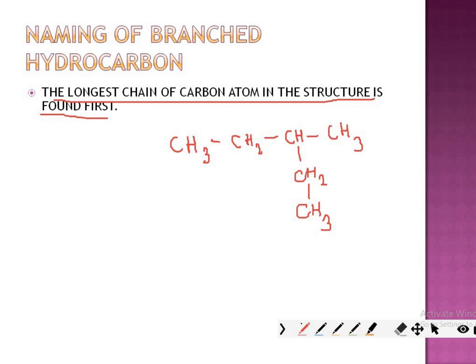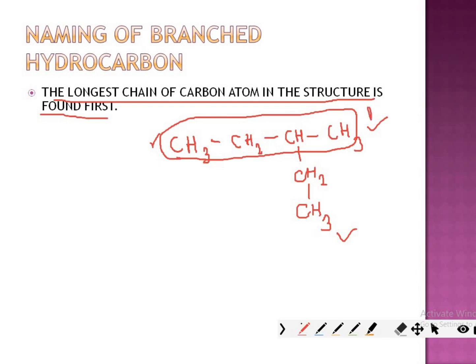Now first we have to identify the longest chain of carbon atoms. How will we identify the longest chain? We will start with an end. How many ends are there in this compound? We have this end 1, end 2, and end 3. So we will start from one end to another end. If we start from this end to this end, how many carbon atoms are there? 1, 2, 3, 4. This chain has 4 carbon atoms, right?